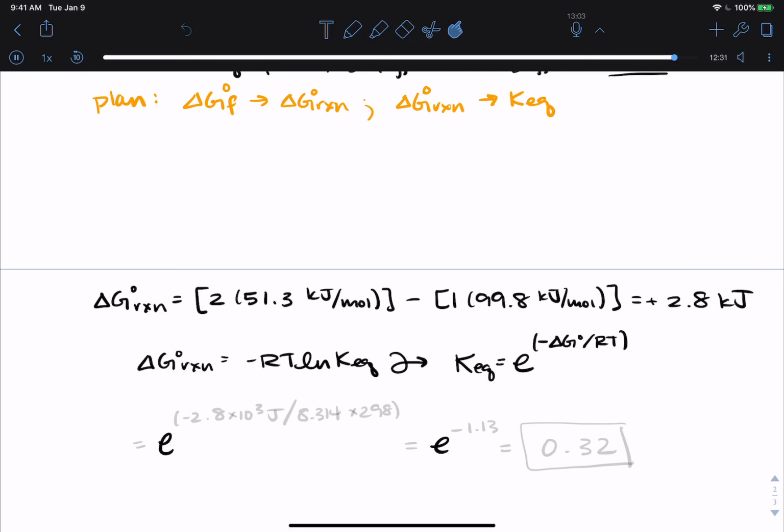So for my reaction, that's negative 2.8. This time I'm going to convert this to joules, so times 10 to the third joules over 8.314 joules per mole Kelvin times 298 Kelvin. e to the negative 1.13 is 0.32. So a small equilibrium constant, which is exactly what I was expecting.